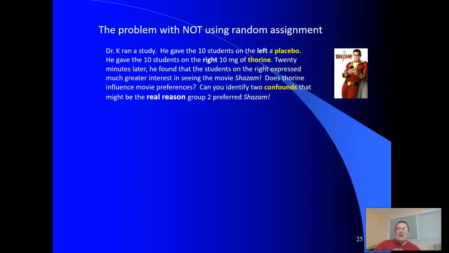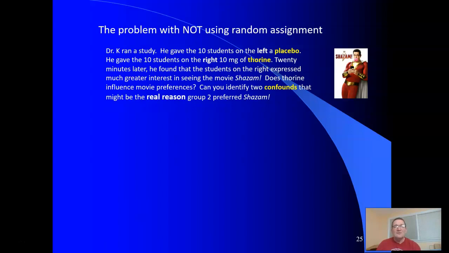And Dr. K said, let's do a quick study of this drug called thorine. I'm going to give thorine to some people, and I'm not going to give thorine to other people. It's a drug, and this maybe isn't very ethical, but if the drug makes people want to see this movie, I'm going to give people free soft drinks or popcorn and sprinkle the drug in it in movie theaters, or get it into the water supply and make people want to go see this movie.